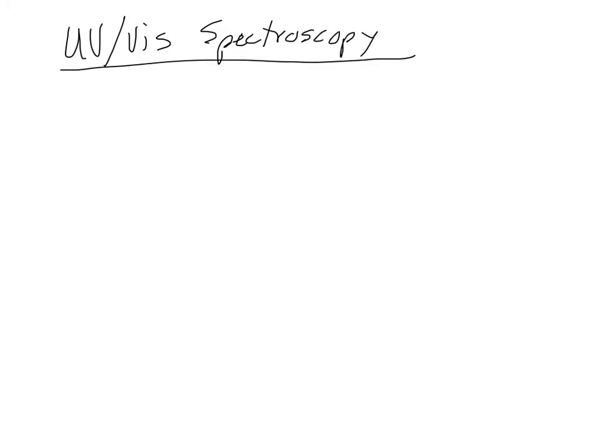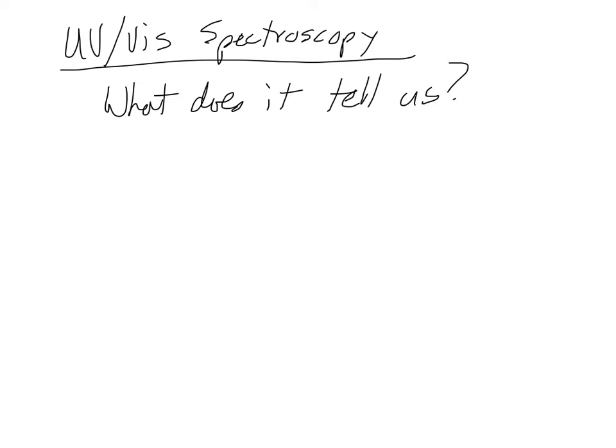All right, basically what everybody needs to know for this first quiz, or quiz 2, is what does it tell us and what happens in this experiment. So what does a UV vis tell us? What must be there for there to be a UV vis?